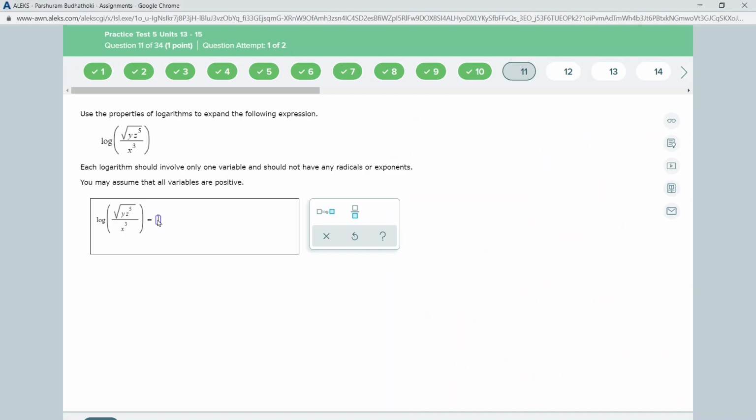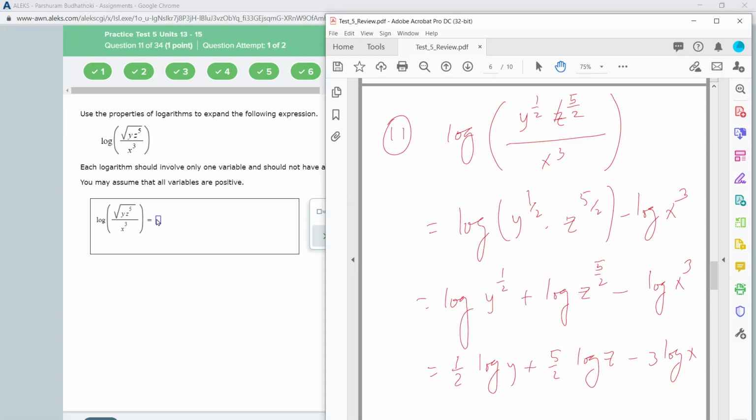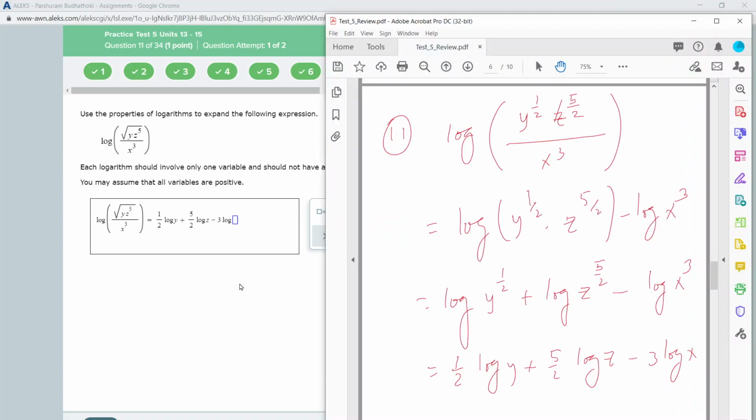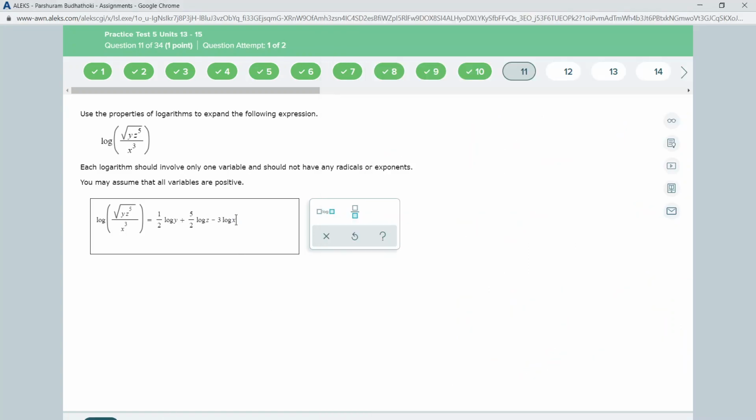If you read the instruction, it says expand as much as possible. So the first one is half log y, and then plus another one, 5 over 2 log z, minus 3 log x. Okay.